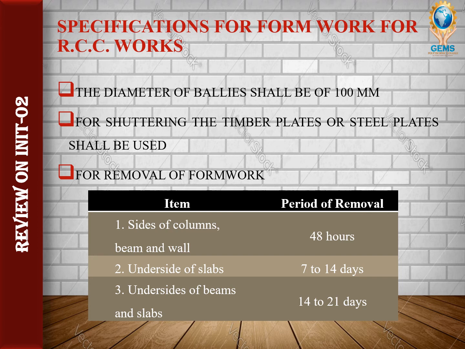So that diameter should be 100 mm. The ballies are used to keep the formwork shuttering in place as the concrete dries. Okay, it is used for strengthening purposes. Then the second specification is for shuttering: timber plates or steel plates we can use. Then the important thing is we need to remove the formwork without damaging the structure.